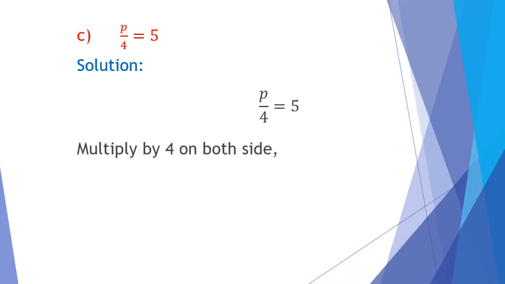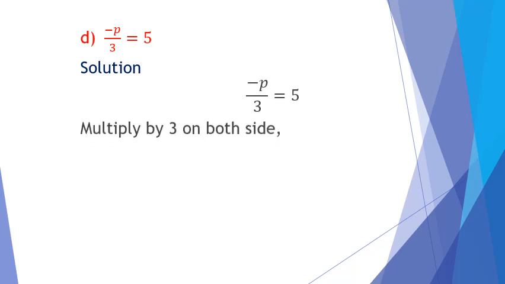Next, question C. P upon 4 equal to 5. To separate P, we have to multiply by 4 on both sides. So, we get P upon 4 multiplied by 4 equal to 5 into 4. That is, P equal to 20 is the solution.